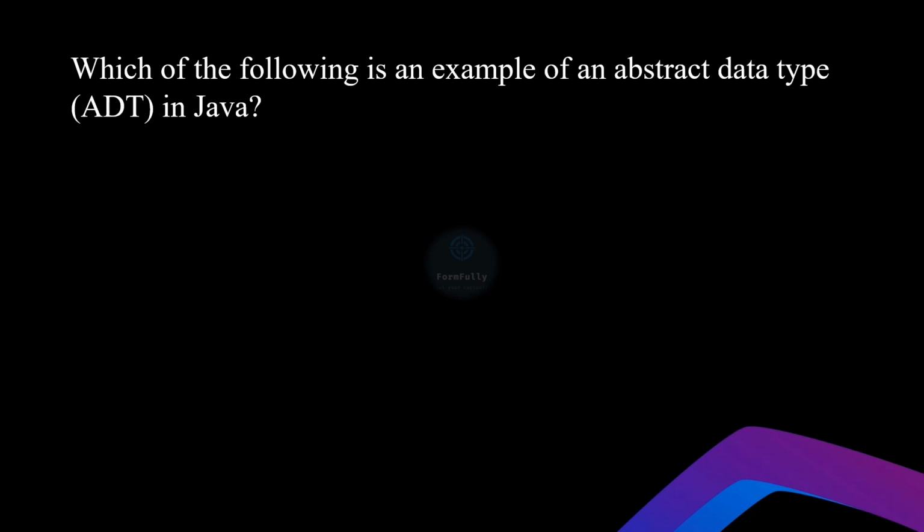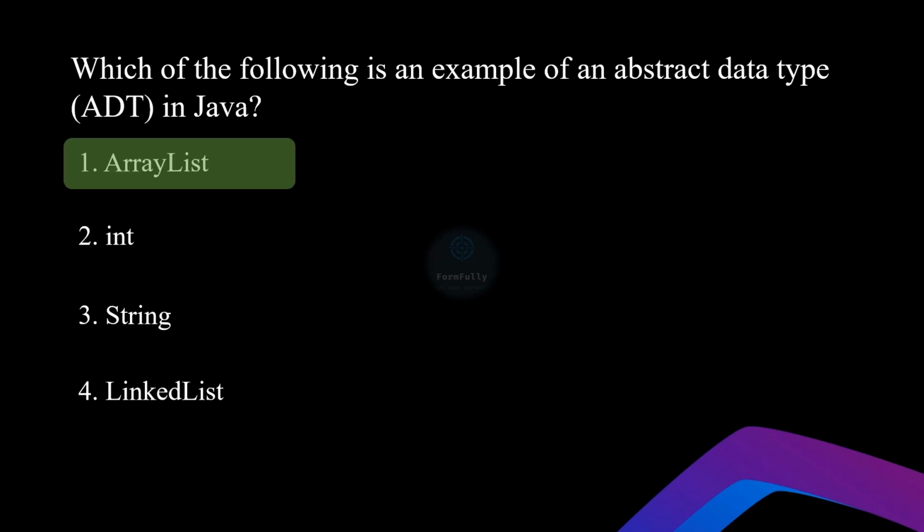Moving to the next question. Which of the following is an example of an abstract data type, ADT, in Java? Options are ArrayList, int, String, LinkedList. In Java, ArrayList is an example of an abstract data type. It provides a high-level interface to a dynamic array, hiding the underlying implementation details. Options B, C and D, that is int, String and LinkedList, are not ADTs because they represent primitive data types or specific concrete data structures. So option 1 is correct.